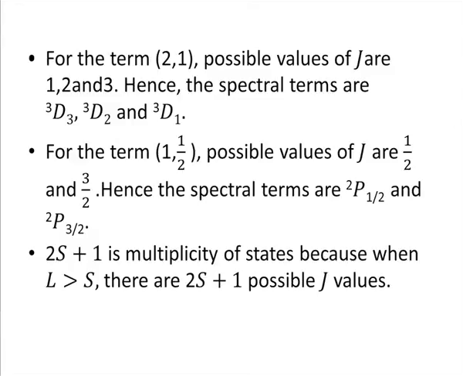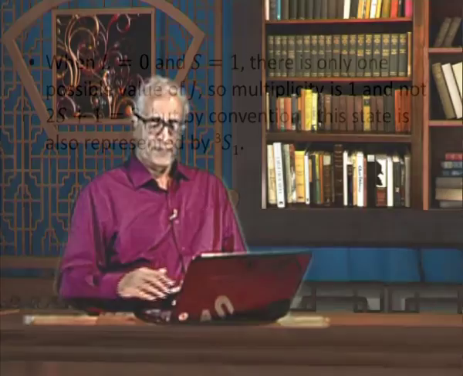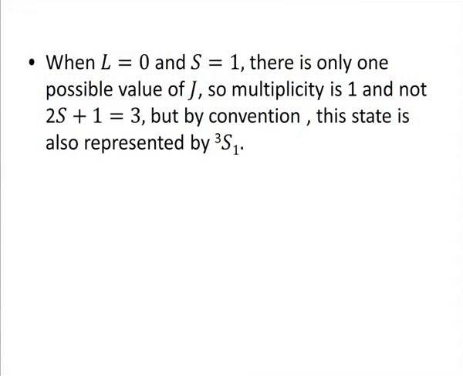Now, 2S plus 1 is multiplicity of states because when L is more than S, there are 2S plus 1 possible values of J. This is why we write 2S plus 1 in the spectral term. When L is equal to 0 and S is equal to 1, there is only one possible value of J. So, multiplicity is 1 and not 2S plus 1 equal to 3, but by convention this state is also written as 3S1.